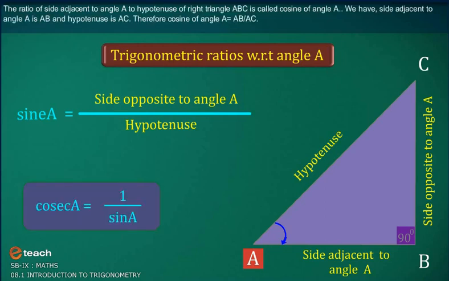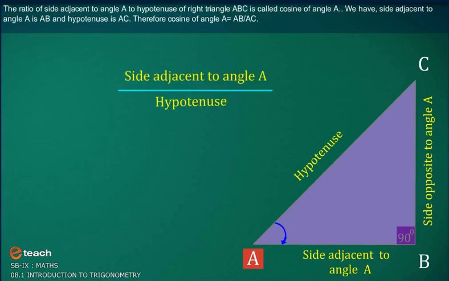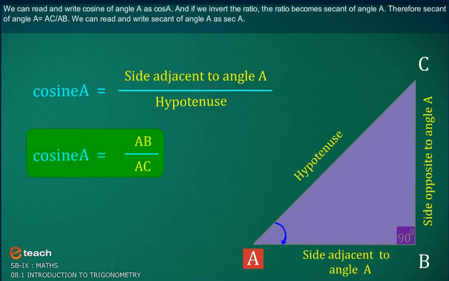The ratio of side adjacent to angle A to hypotenuse of right triangle ABC is called cosine of angle A. We have side adjacent to angle A is AB and hypotenuse is AC. Therefore, cosine of angle A is equal to AB upon AC. We can read and write cosine of angle A as cos A. And if we invert the ratio, it becomes secant of angle A.